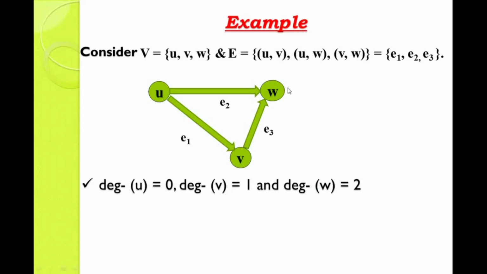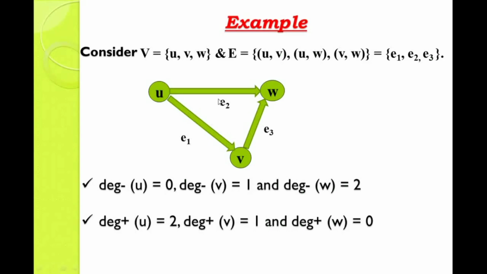Next go to the third vertex, w. How many edges are coming to this particular vertex? These two edges are coming to this vertex. Therefore degree minus of w equals 2. These are the in degree values. Similarly we find the out degree of all.